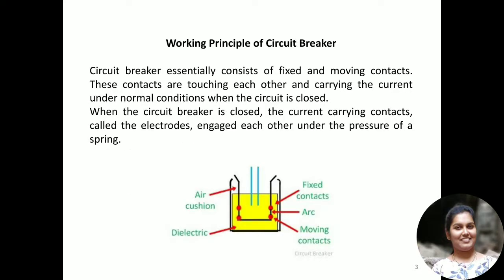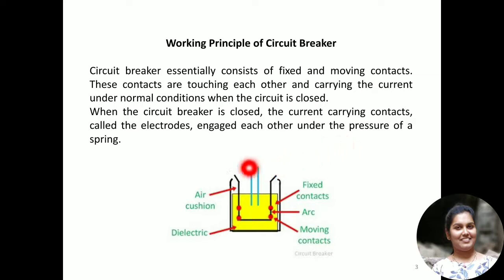Now we'll see the working of a circuit breaker. The circuit breaker essentially consists of two parts, or simply we can say two contacts. First one is the fixed contact and the second one is the moving contact. In this diagram you can see there is a container-like thing, and in that you can see the fixed contact and moving contact. These red dots are nothing but fixed contacts, and the below dot is nothing but the moving contact.